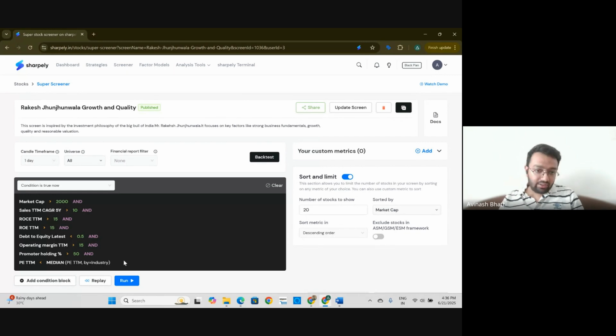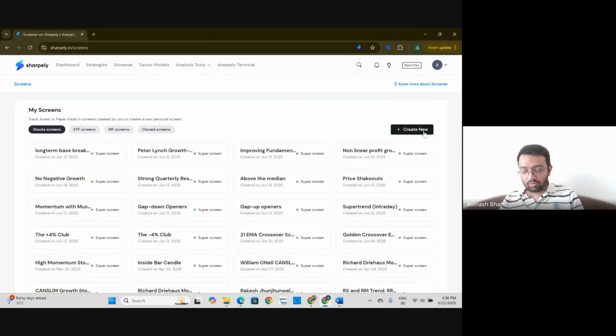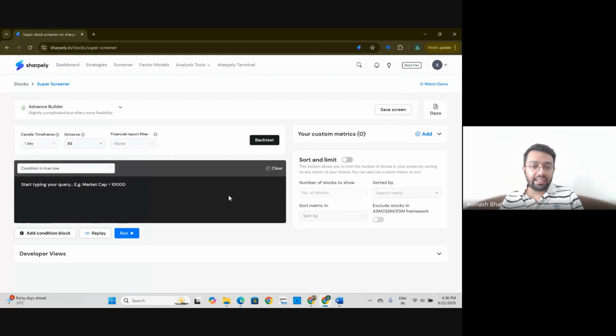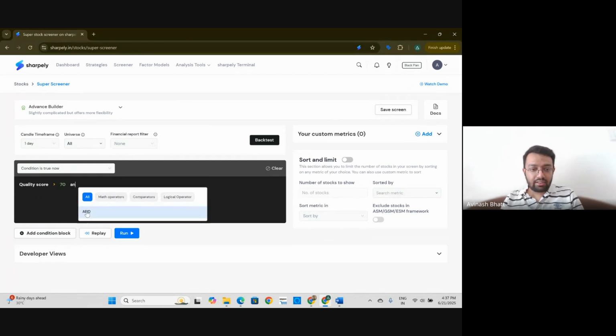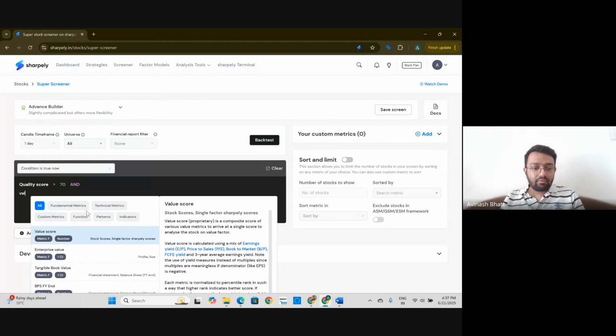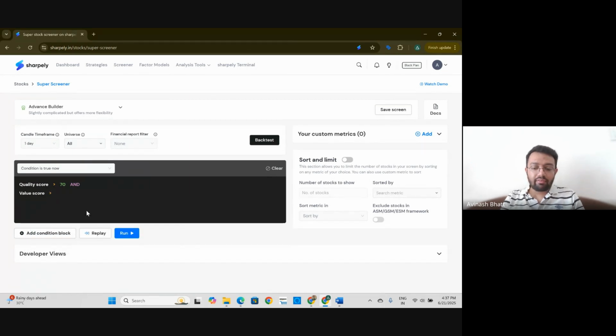One more thing that we have on our stock screener is stock scores. So we have three scores: quality, value, and momentum. Now, as we are focusing on fundamentals, you can simply use that quality score should be greater than 70. And this quality score considers multiple metrics while calculating the score. We have all the documentation here in the knowledge base. You can use that. And then value score should also be above 70.